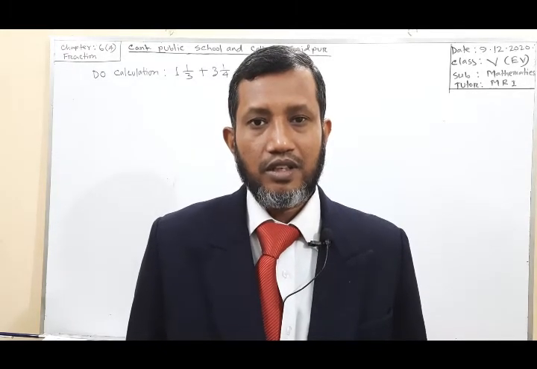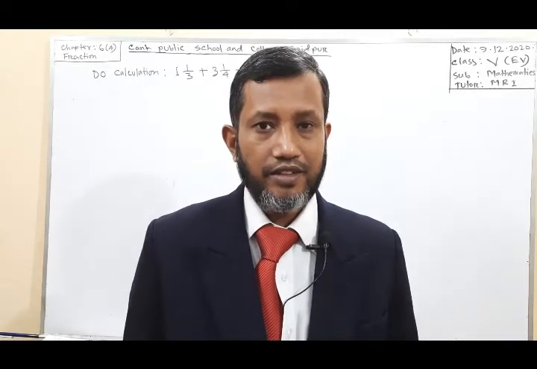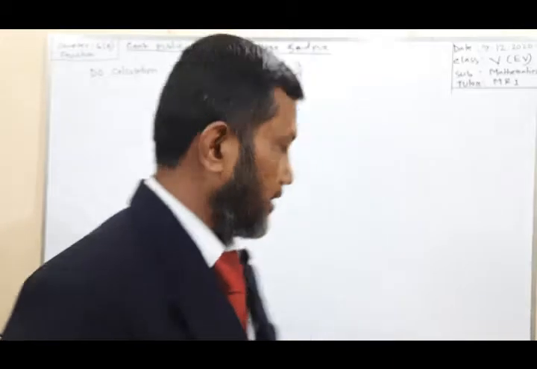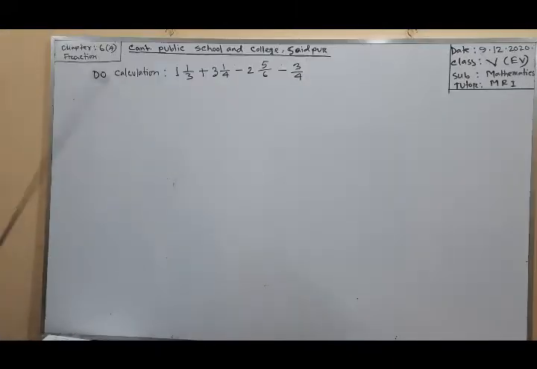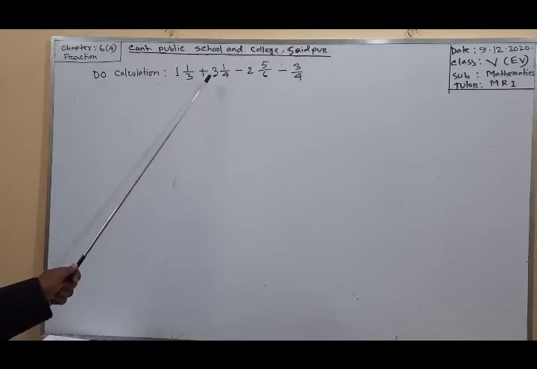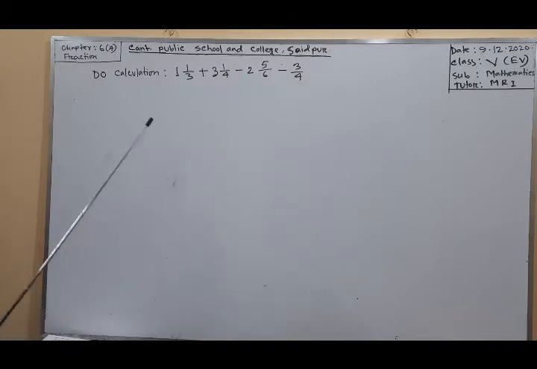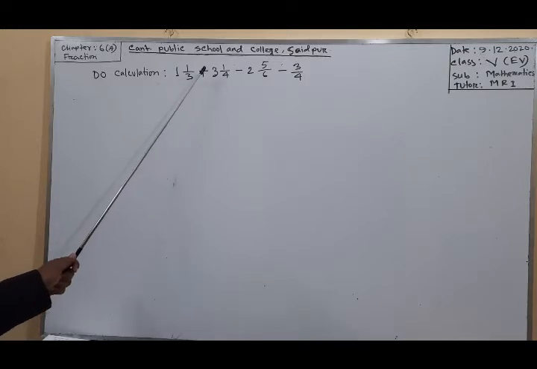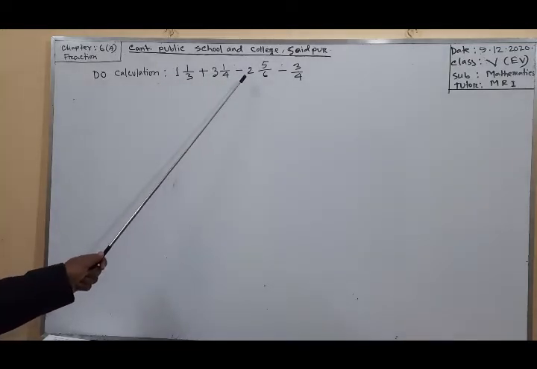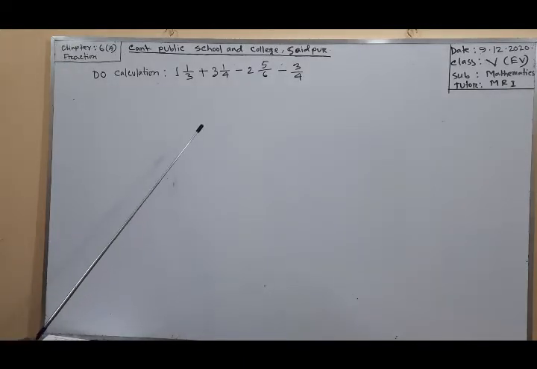Today I will solve some math on exercise 6a, that is fractions. We have written one question. I am reading this question: Do the calculation 1 integer 1 by 3 plus 3 integer 1 by 4 minus 2 integer 5 by 6 minus 3 by 4. I'll solve this sum. Here 1 integer 1 by 3, 3 integer 1 by 4 and 2 integer 5 by 6 are mixed fractions, and 3 by 4 is a proper fraction.